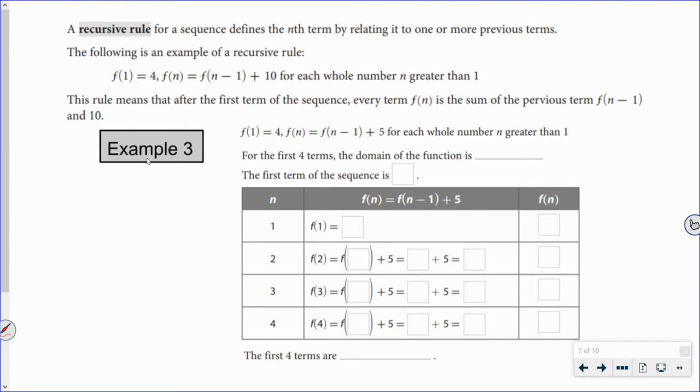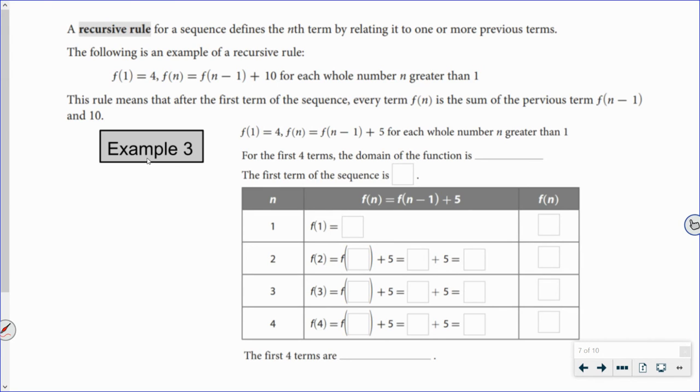Now, let's talk about a recursive rule. A recursive rule defines the nth term by relating it to a previous term. Okay? Now, a recursive rule means that in order for you to go forward, you have to have the previous term. Shaylin said a minute ago, and I was glad she said it, when I asked for the 20th term, she said, well, I have to get all the terms up to 20. Well, with a recursive rule, that would be true. That's why I like the explicit rule better. I just go to the term I want, okay? But this is an example of a recursive rule.